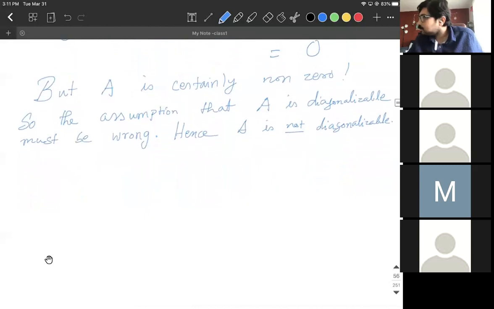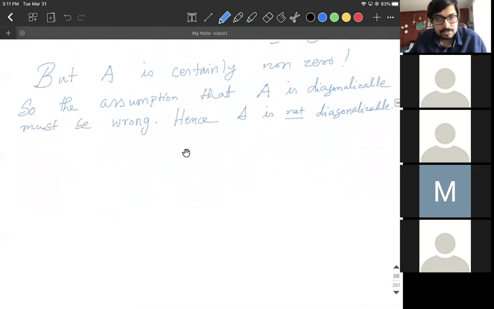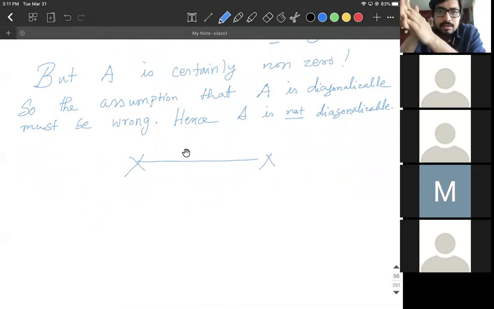Okay, so I think that's a good point to stop. In the next class, I will carry on with characterizing diagonalization and solve a few problems. I want to finish off with diagonalization by next week at least, so that we can have some time for the vector calculus.